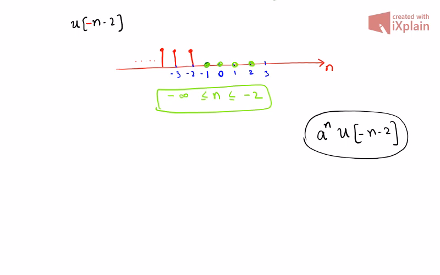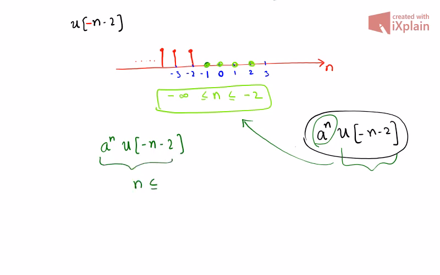So you can see a raised to the power n is available for all the values of n from minus infinity to plus infinity, but u of minus n minus 2 is only available in this range, minus infinity to minus 2. So the whole product, a of n, u of minus n minus 2, will only be non-zero for the values of n from minus infinity to minus 2.